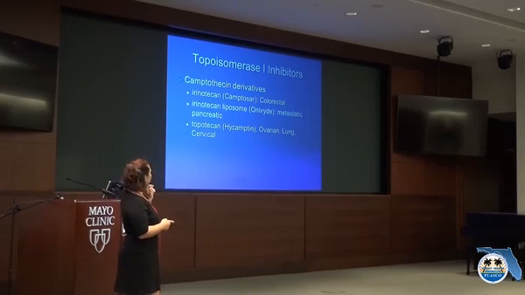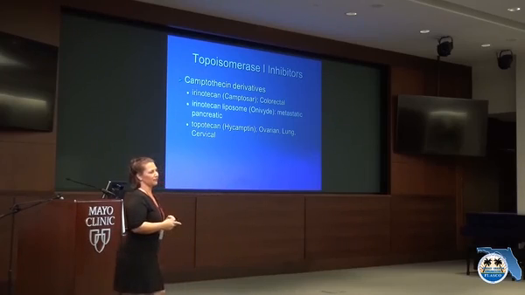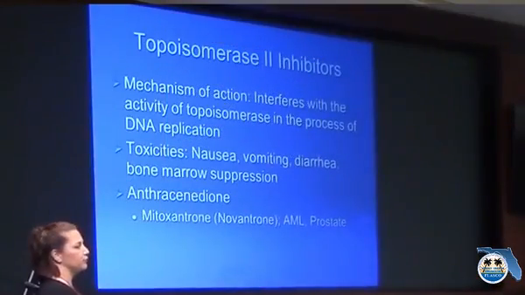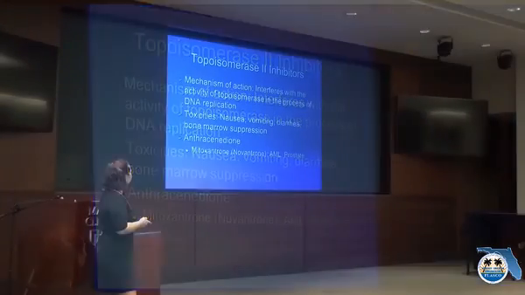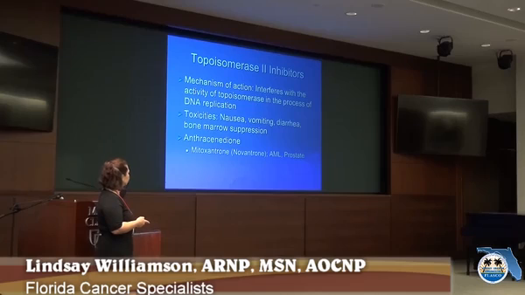Anyway, we see those in the ovarian setting, kind of at the end, when we've already exhausted other options. So these are the topo 2s, we'll just call them that. And this is actually another colorful one, Novantrone. We used to call it Tidy Bowl because it's blue.